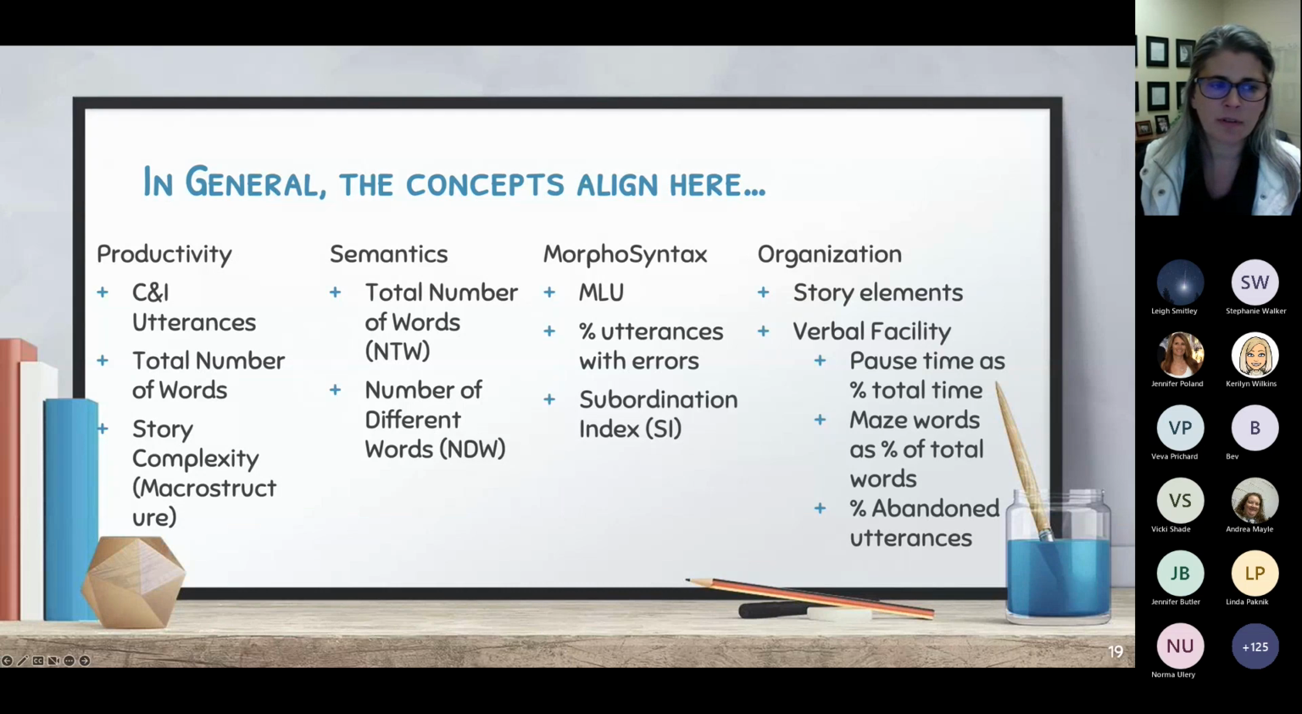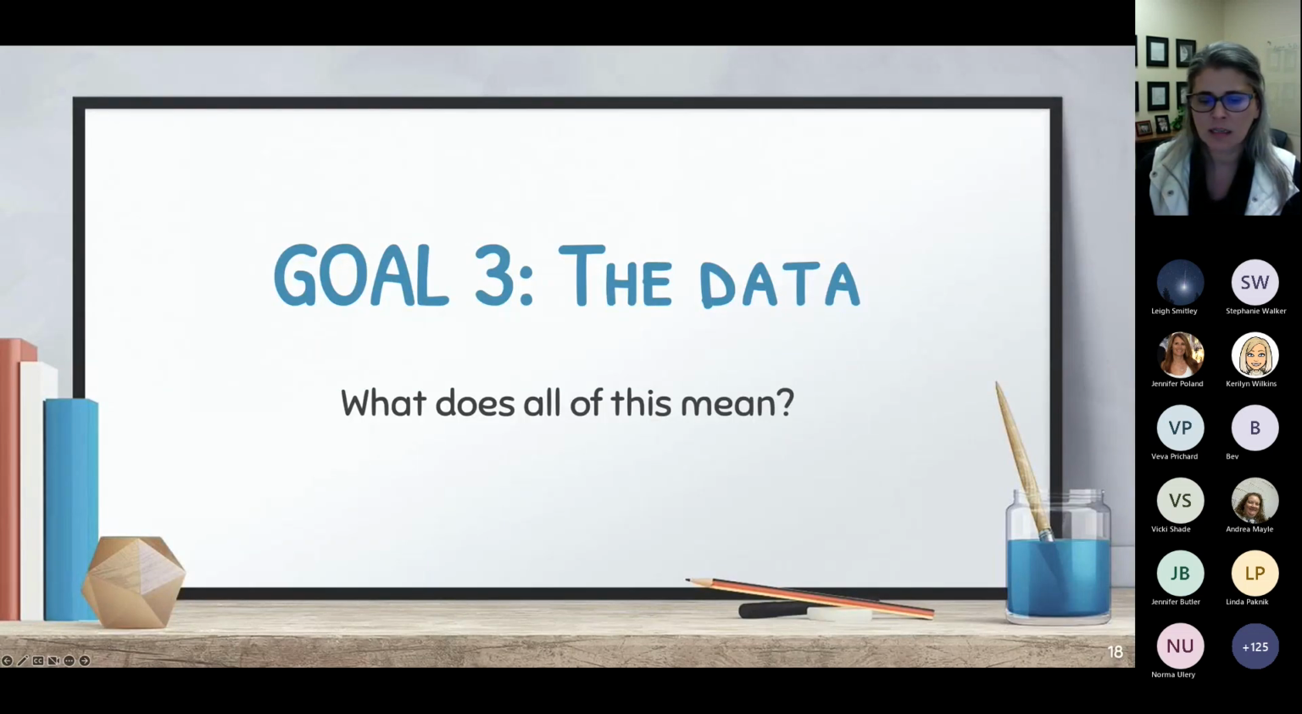So their number of complete and intelligible utterances, total number of words. If there's vocabulary concerns, you might want to look at number of total words and number of different words. If morphosyntax is a concern, so they're ungrammatical or their sentences are just really simple, sometimes that can be thought of as repetitive format, like they have the same structure over and over and over again. Then you might look at MLU or percent utterances with errors or subordination index.